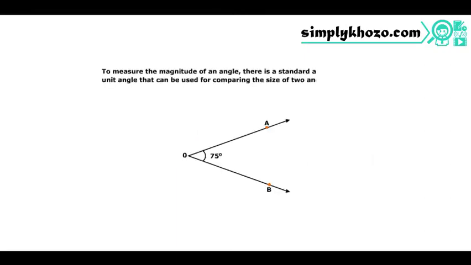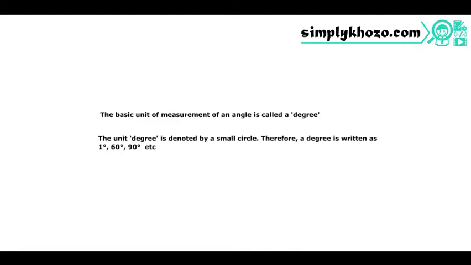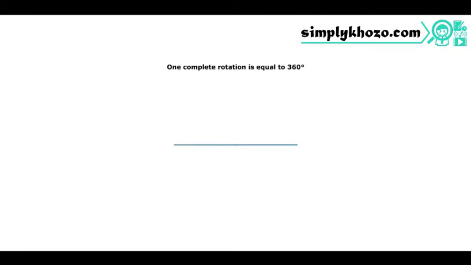To measure the magnitude of an angle, there is a standard angle called the unit angle that can be used for comparing the size of two angles. The basic unit of measurement of an angle is called a degree. The unit degree is denoted by a small circle. Therefore, a degree is written as 1°, 60°, 90°, etc. One complete rotation is equal to 360 degrees.